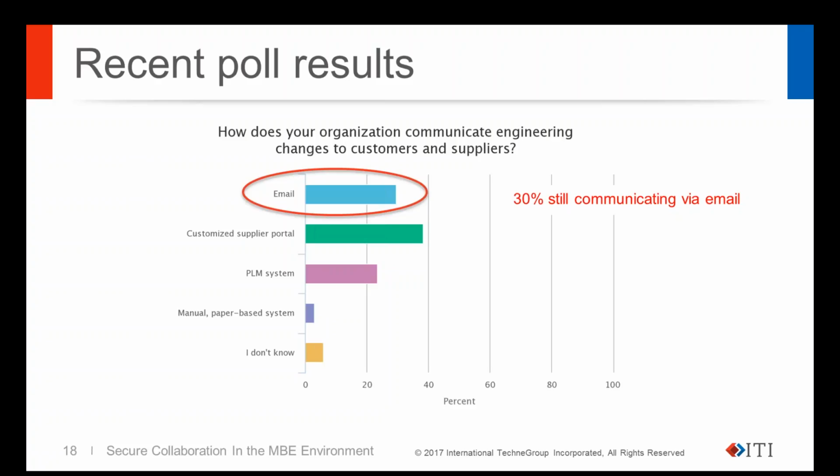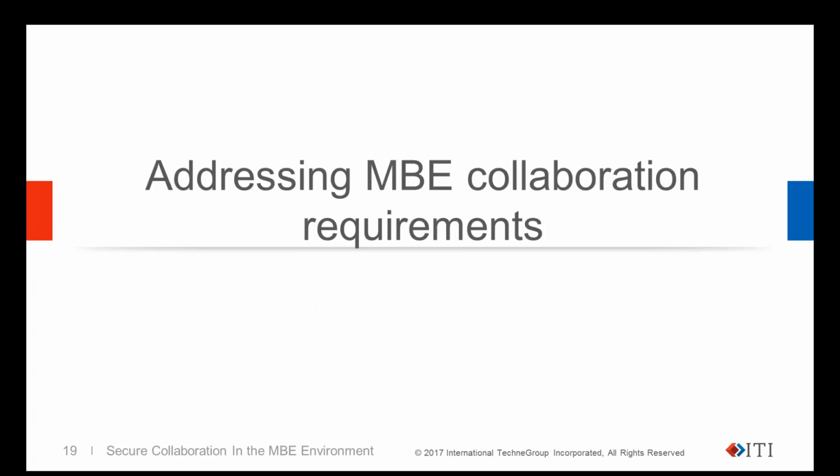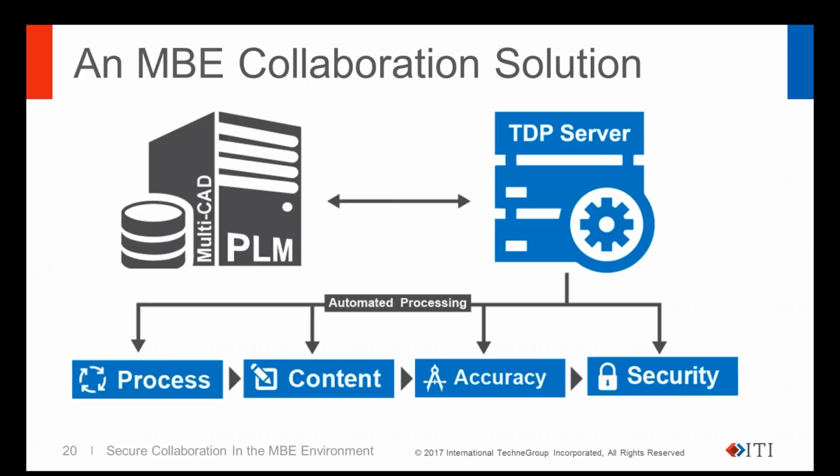So, all right. How do we address these new collaboration requirements? Let's talk about a few of those. Ideally, you would like to have a mechanism to automate as much of that process as possible. So the processes that you need: generating the right content, making sure it's accurate, and of course sharing it securely. You would like to have that tied into your PLM system because that's typically where your data resides. And you probably need to support multi-CAD, unless all your suppliers are using the same CAD system, which is not all that common.